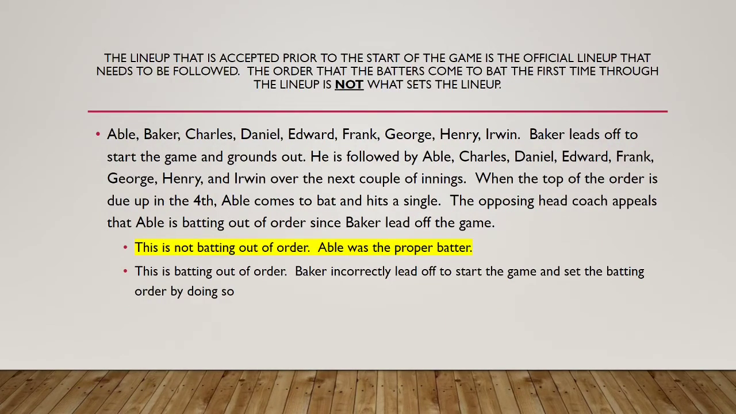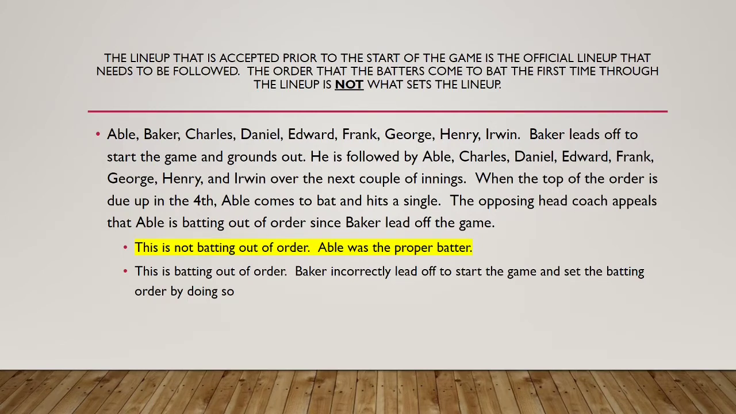Continuing with the theme of batting out of order, the lineup is Abel, Baker, Charles, Daniel, Edward, Frank, George, Henry, Irwin. Baker leads off to start the game and grounds out. He is followed by Abel, Charles, Daniel, Edward, Frank, George, Henry, Irwin over the next couple of innings. The top of the order is due up in the 4th. Abel comes to bat and hits a single. The opposing team head coach appeals that Abel is batting out of order since Baker led off the game.